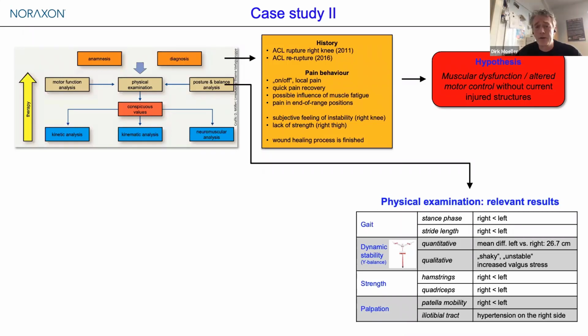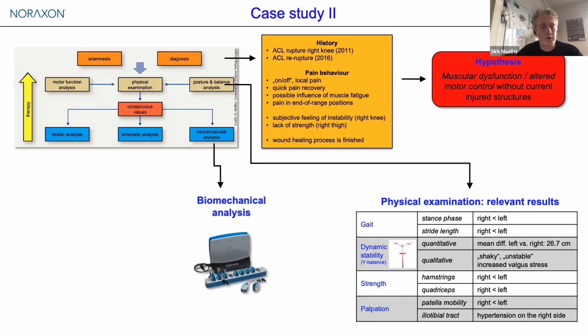The qualitative judgment of the leg when you're standing on the leg during the test: the knee looks shaky or unstable, and so we saw an increased valgus stress. We also have a muscle function test with the hands. The right muscles are weaker than the left muscles. Palpation, you have this patellar mobility, it's less on the right than on the left side, and the iliotibial tract on the lateral side, we have hypertension on the right side.